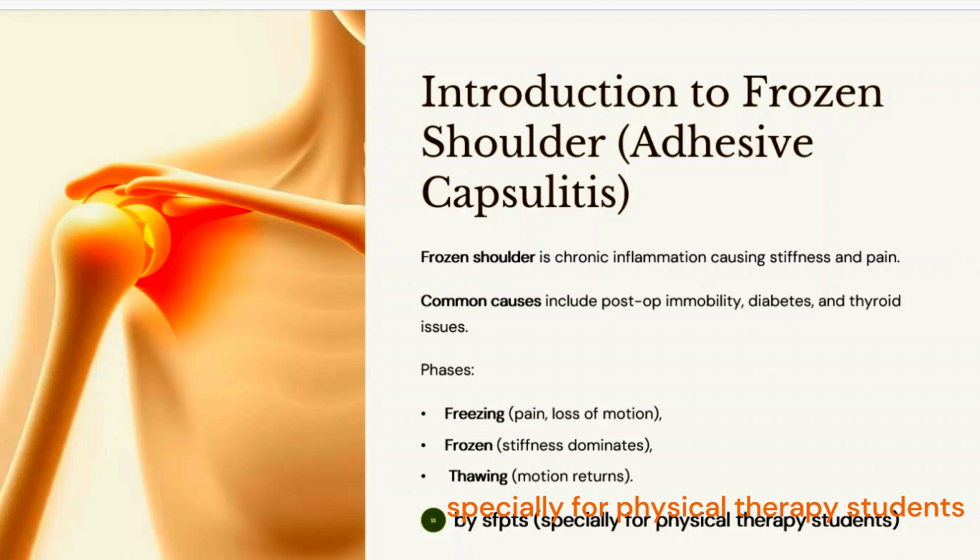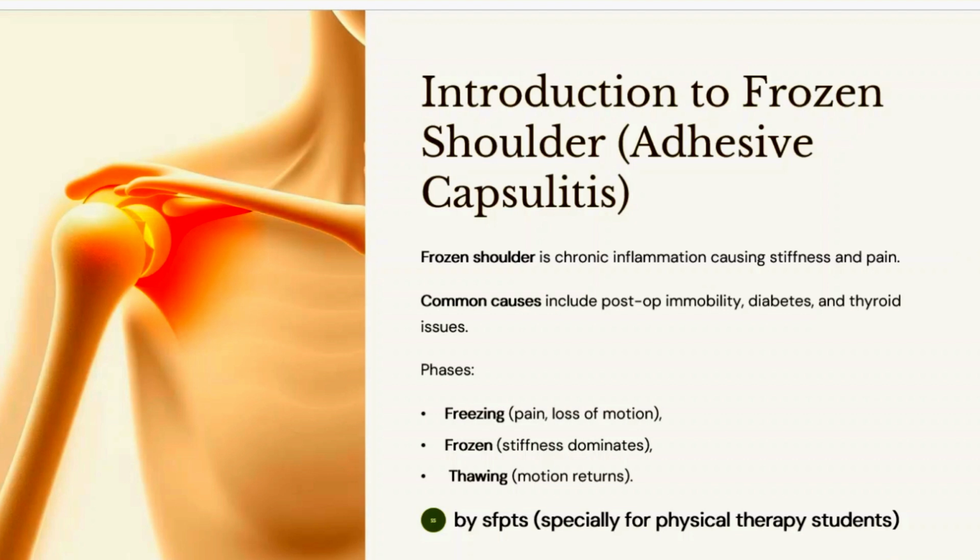So what are the stages and phases? There are three stages or phases, as you can see on the screen: the freezing, frozen, and thawing. Freezing is basically the painful phase, which happens from 2 to 9 months. Shoulder pain has a gradual onset, with increasing stiffness. The range of motion is going to decrease, okay? And here you can talk about the capsular pattern.